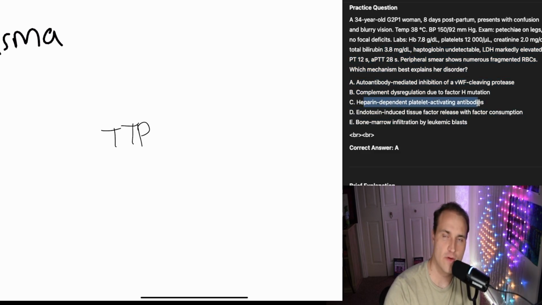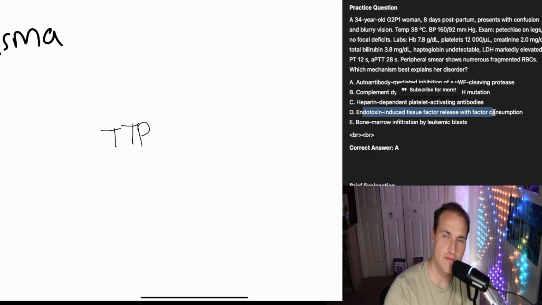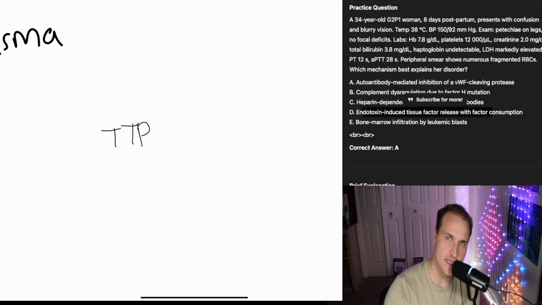It's not HIT, that would be thrombocytopenia after heparin, but the coag times are normal and there's no MAHA there. Endotoxin-induced tissue factor release would be DIC. That consumes your clotting factors, so you'd have elevated PT and PTT, low fibrinogen, and increased D-dimer. Fibrinogen is that soluble protein that's present in the blood plasma from which fibrin is produced.